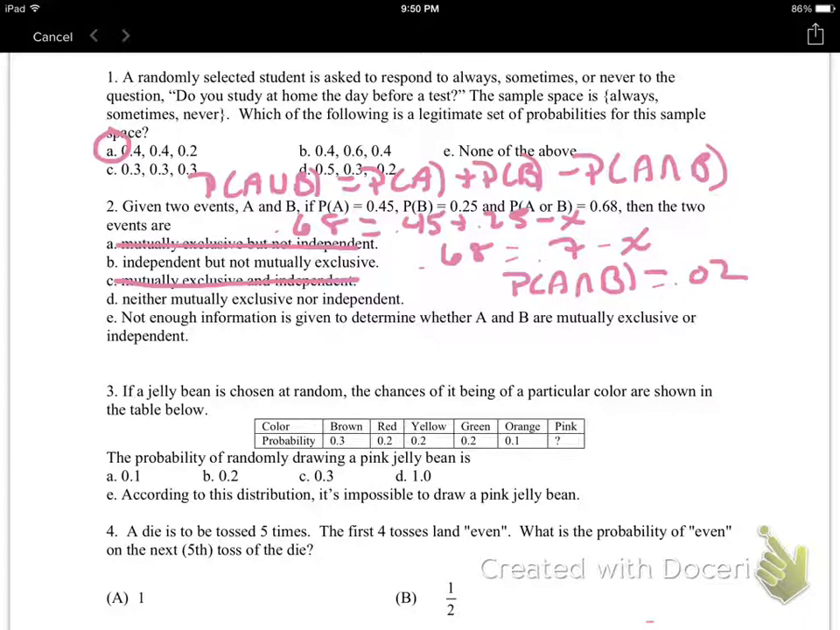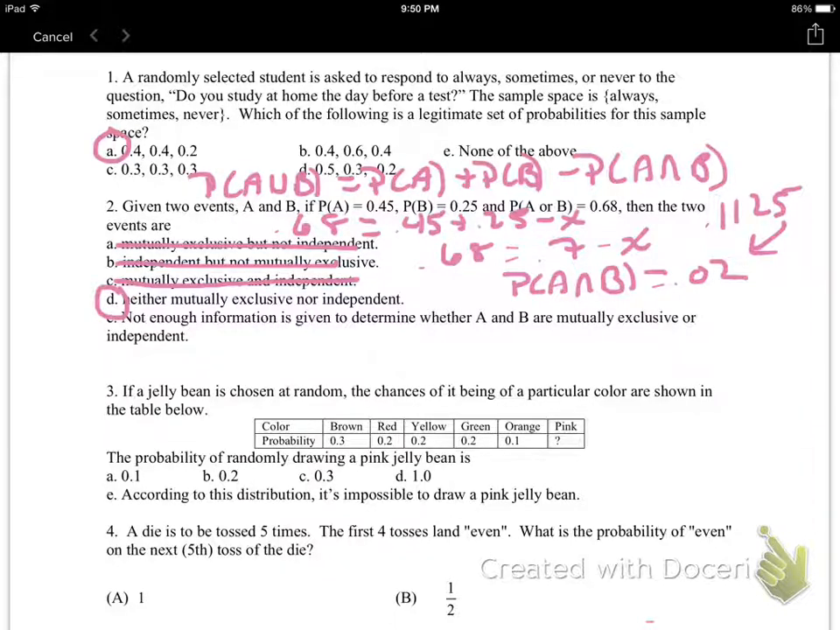All right, so how do I test for independence? Well, I have to see if the probability of A times the probability of B equals the probability of A and B. So I'm going to use my calculator: 0.45 times 0.25 is equal to 0.1125, which doesn't equal 0.02. So they are not independent, and so they're neither, so the answer is D.